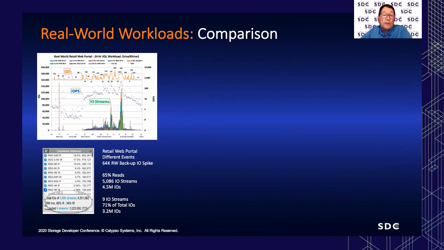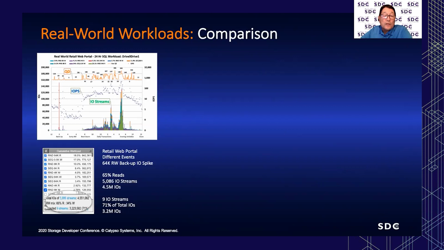So when you look at the retail web portal workload, it is essentially a collection of much different events, such as 2 a.m. backup, boot storm, daily transactions, evening activities, and close. You'll note that there's a large spike at 2 a.m. backup of 64K read-writes, and the overall read-write mix for all of the IO streams that occur is 65% reads. There are many, many IO streams in a real-world workload. In this case, there were over 5,000 individual IO streams and over 4.5 million IOs.